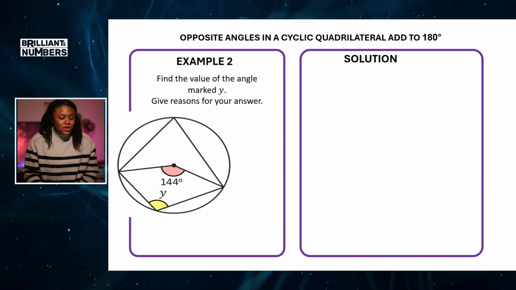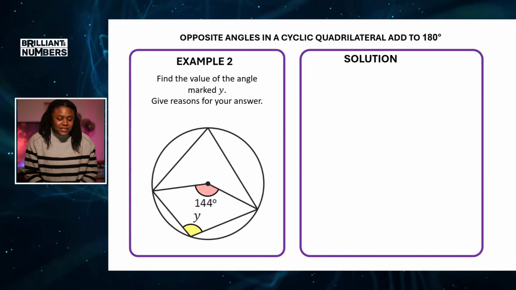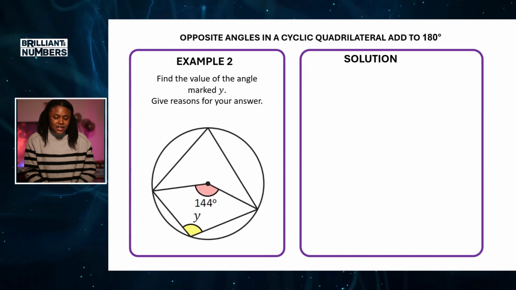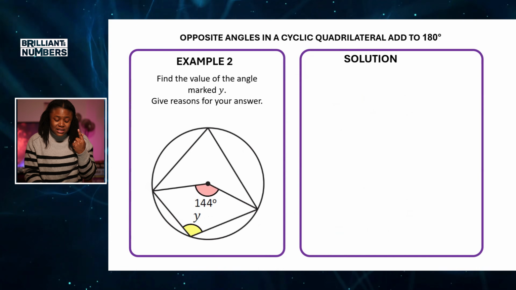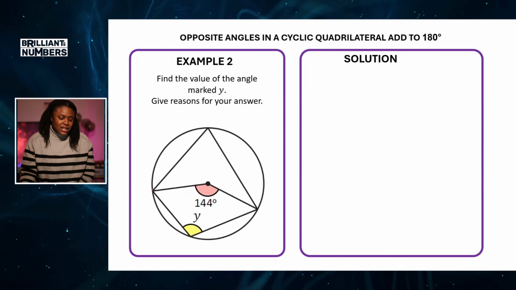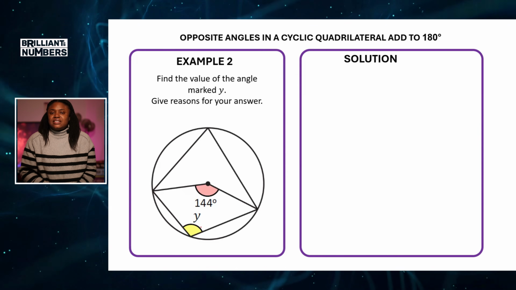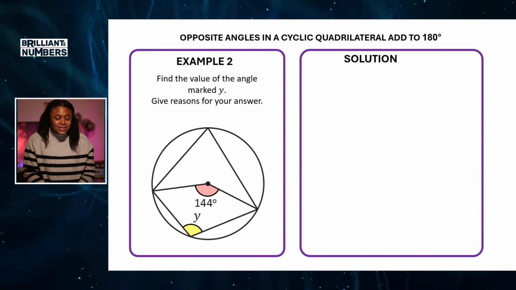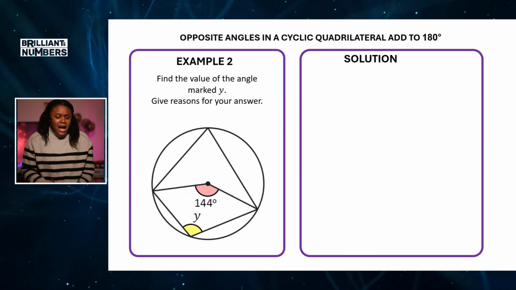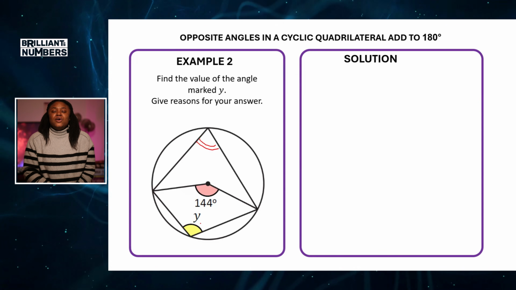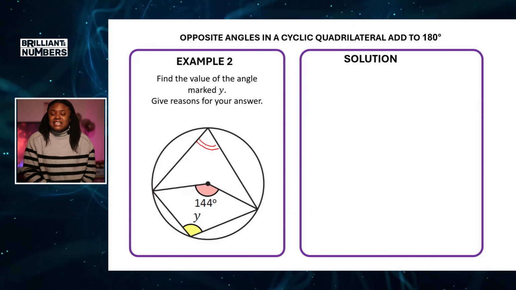So example number 2. In this question, we're asked to find the value of the angle marked y and also give reason for our answer. So I go on to my thinking process. What can I do? I recognize I've got a cyclic quadrilateral. I check all ends of my quadrilateral make a connection with the circle. So yes, this is a cyclic quadrilateral. So I know the opposite angle here plus y will be equal to 180 degrees.